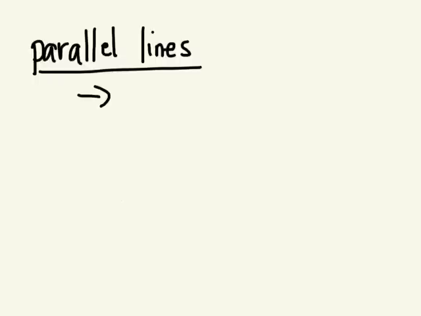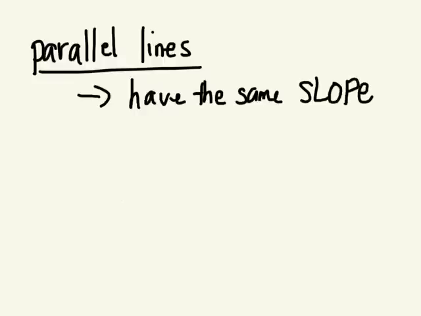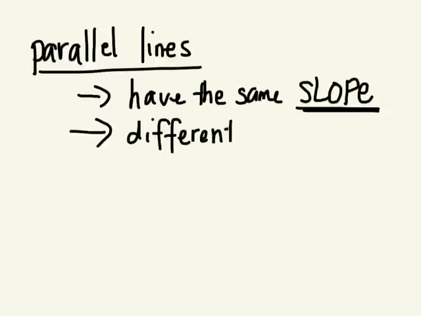How are parallel lines similar? What's similar about them? They have the same slope. They have to have the same slope in order for them to be parallel. Does the y-intercept have to be the same? Does it matter where it starts on the graph, what the intercept is? No. So they have the same slope, but they can have a different y-intercept.